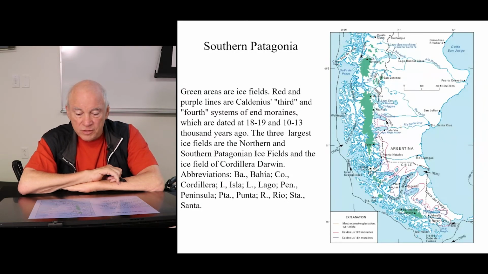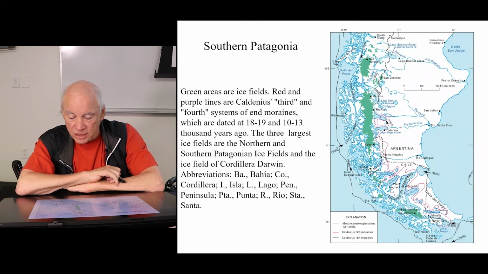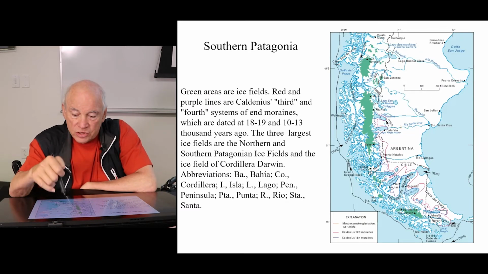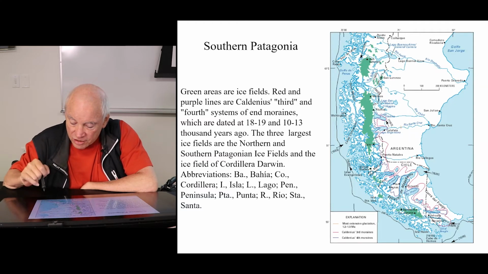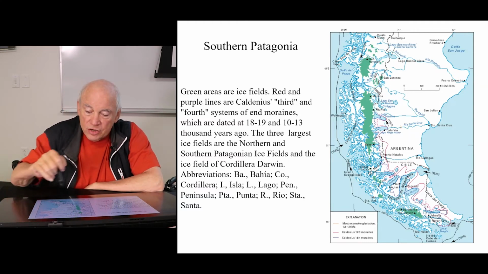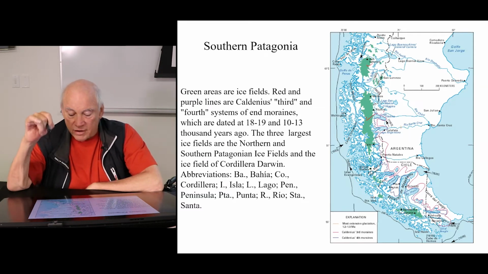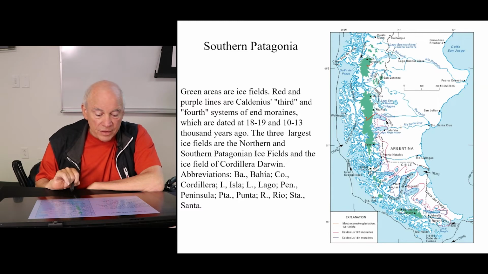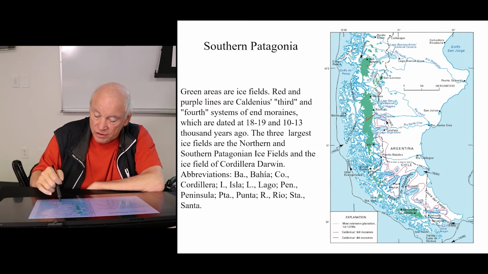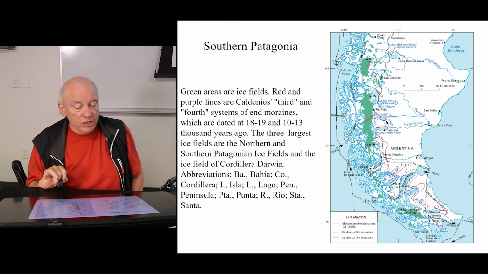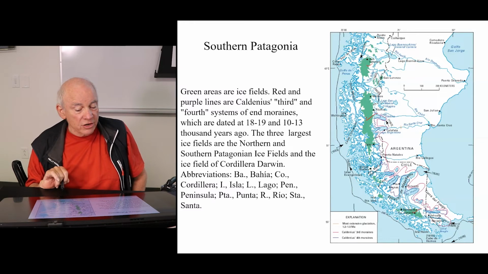All right, so now we're focused clearly on southern Patagonia. Here we can see the border between Argentina and Chile and Tierra del Fuego. And here's the northern Patagonian ice field, and here's the southern Patagonian ice field. And this is the ice field of the Cordillera Darwin. We won't talk much about that. That's almost to Antarctica.